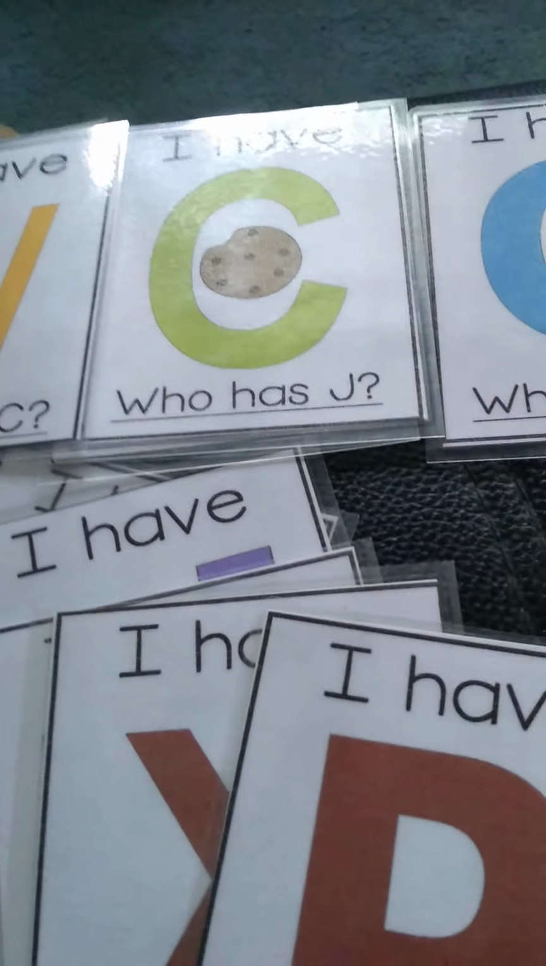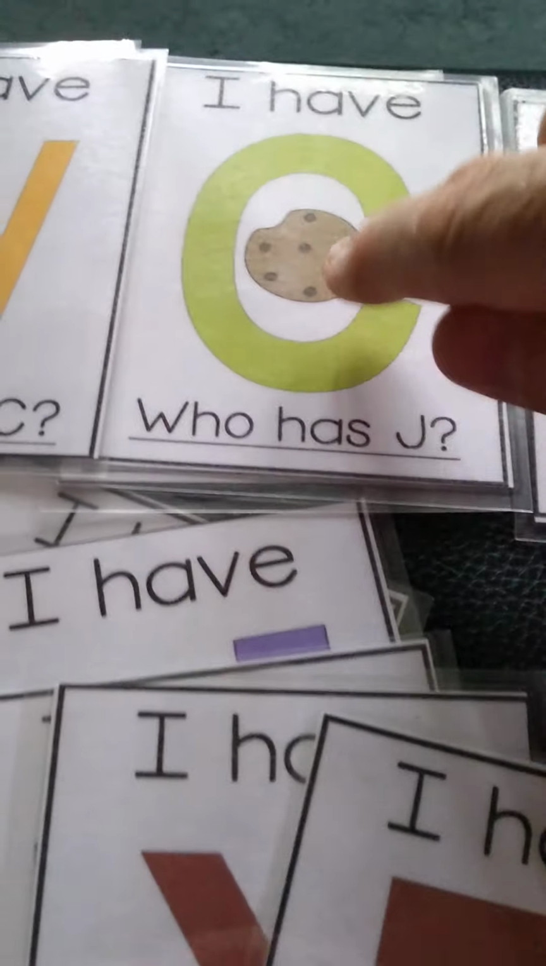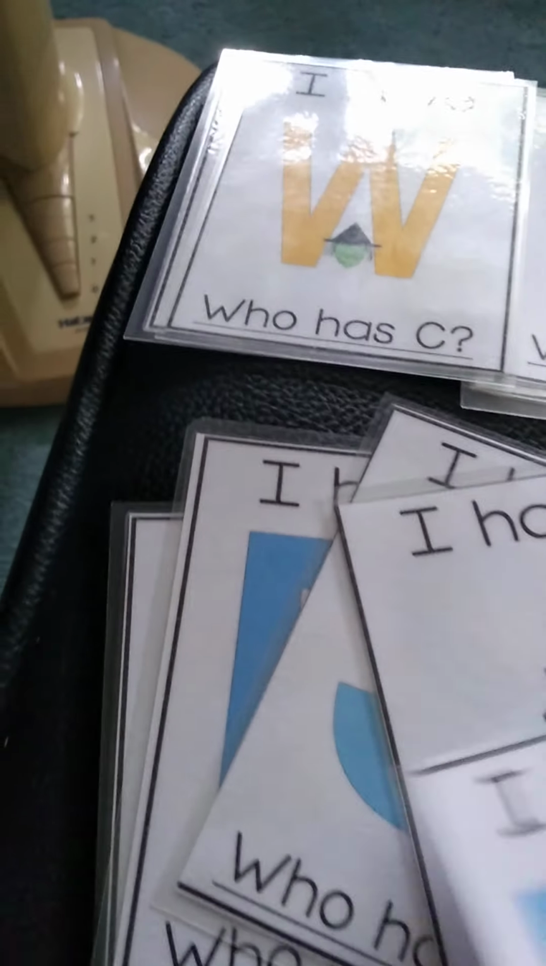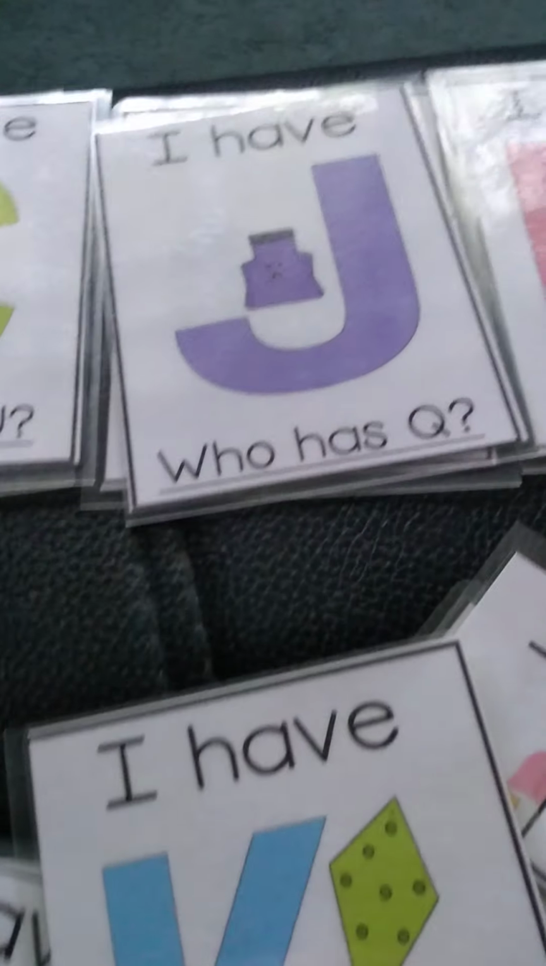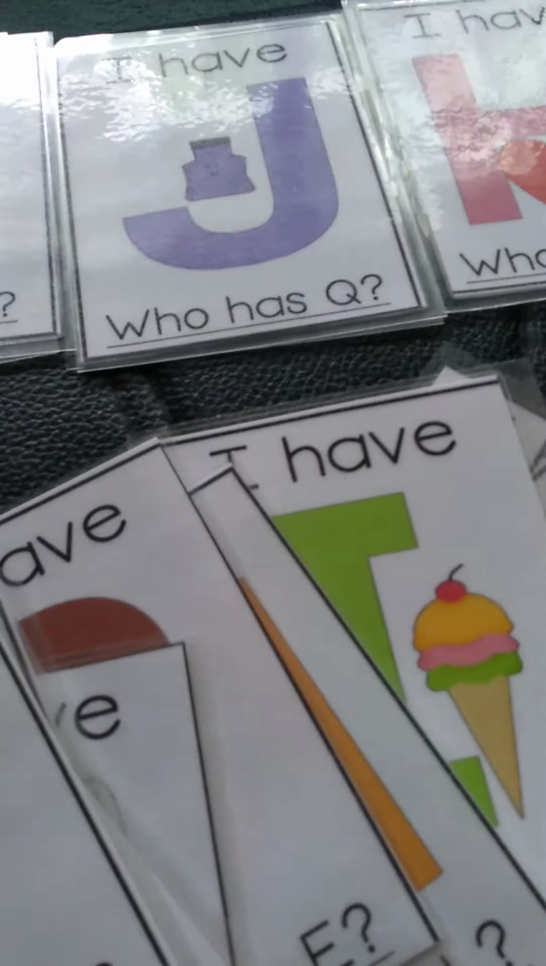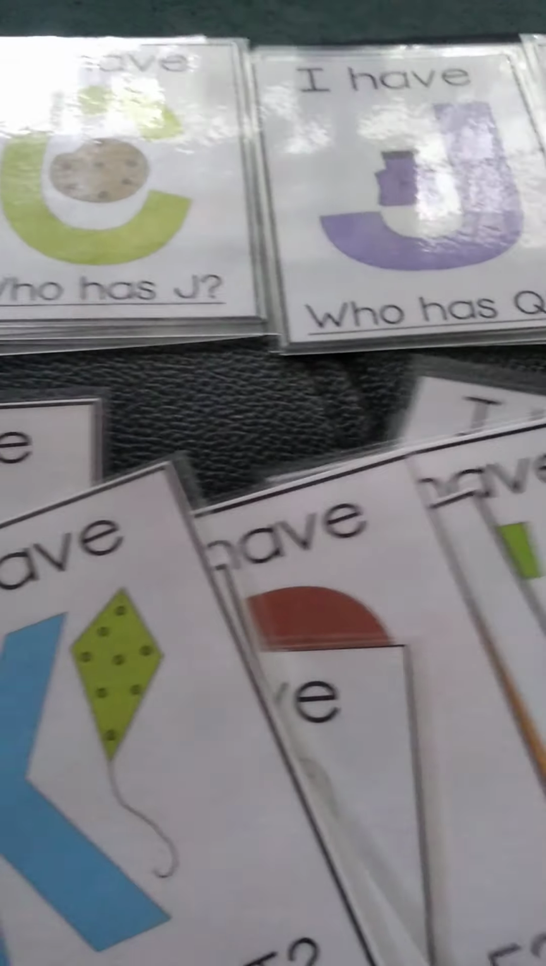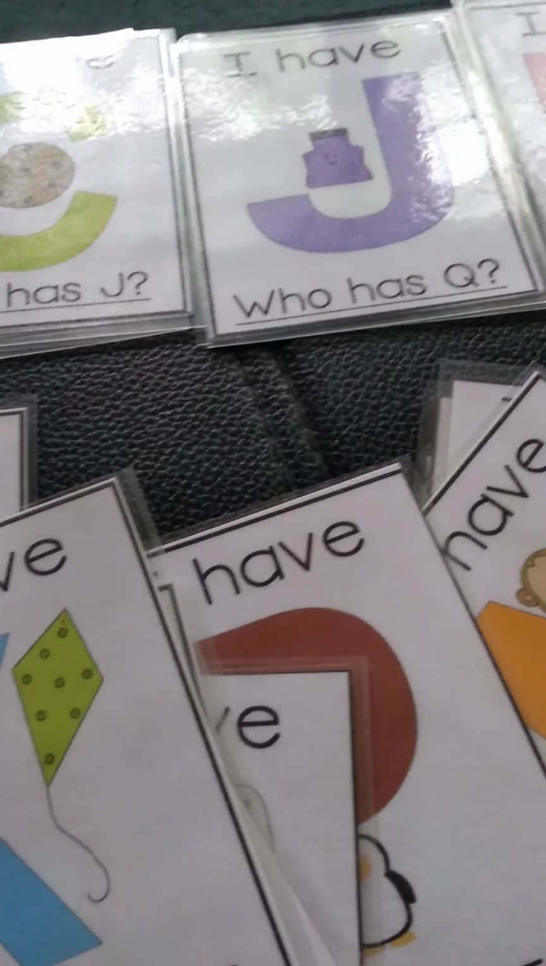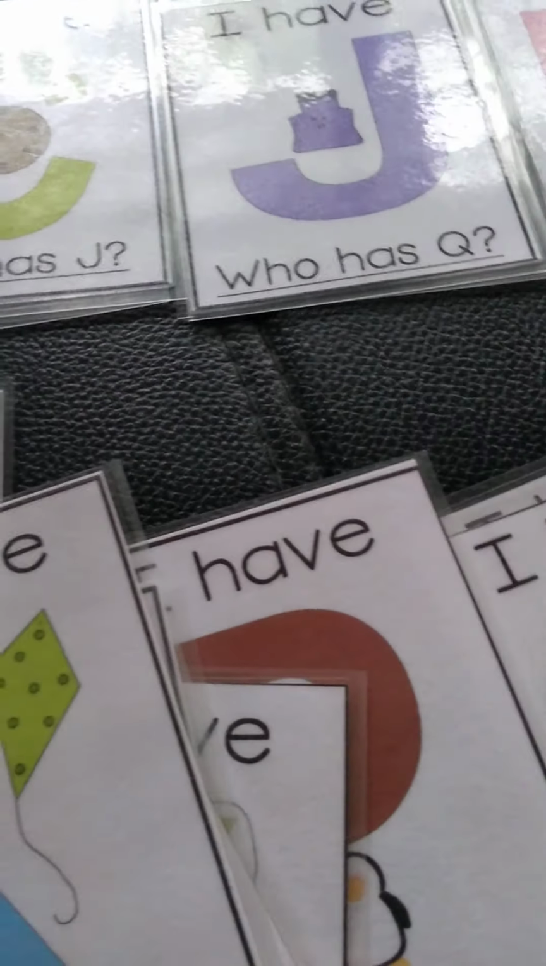And this is very good, you don't think about grammar, but you're teaching grammar too. I have C. Who has J? I have J, who has Q. So if you make them speak everything, then they are learning grammar and they're learning their alphabet and they're playing a game. They're learning how to get along.